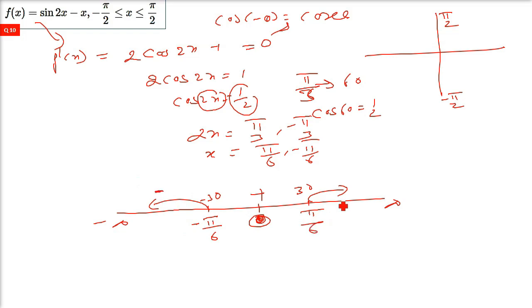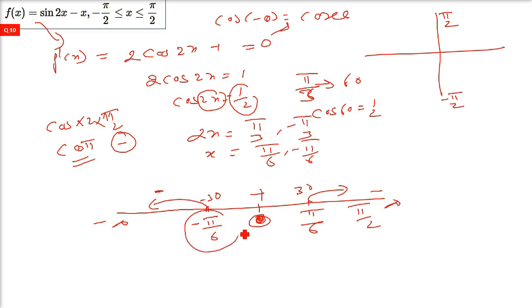And I told you, any value which is lower than negative pi by 6 will be negative, and any value which is higher than pi by 6, which is 30 degree, you can place as 45 degree or whichever way you want. So just pi by 2 is a better way to put in this 2 cos 2x minus 1. Please understand, I'm not talking about cos 2x equals to half or whichever. You have to place the value in differentiation, and differentiation of sin 2x minus x is 2 cos 2x minus 1. That is where you are going to place the value.